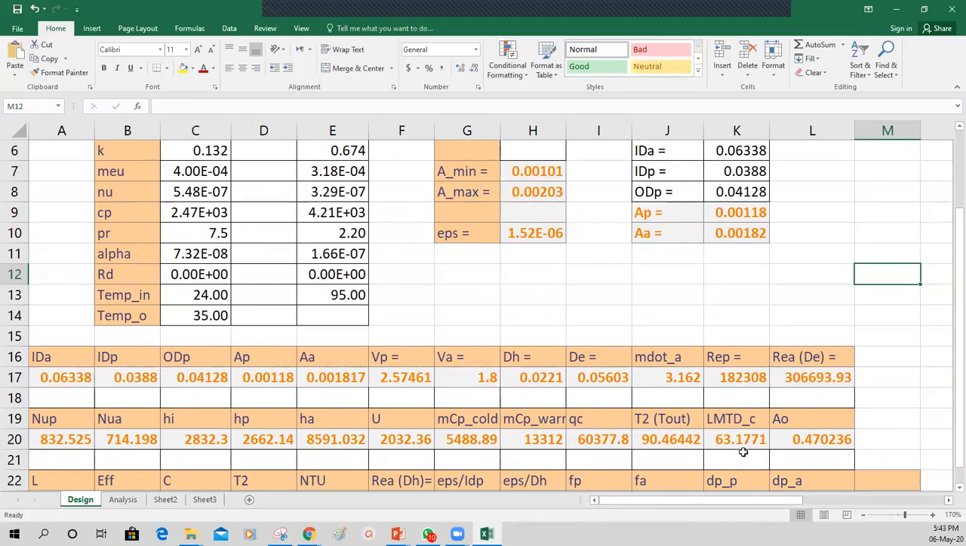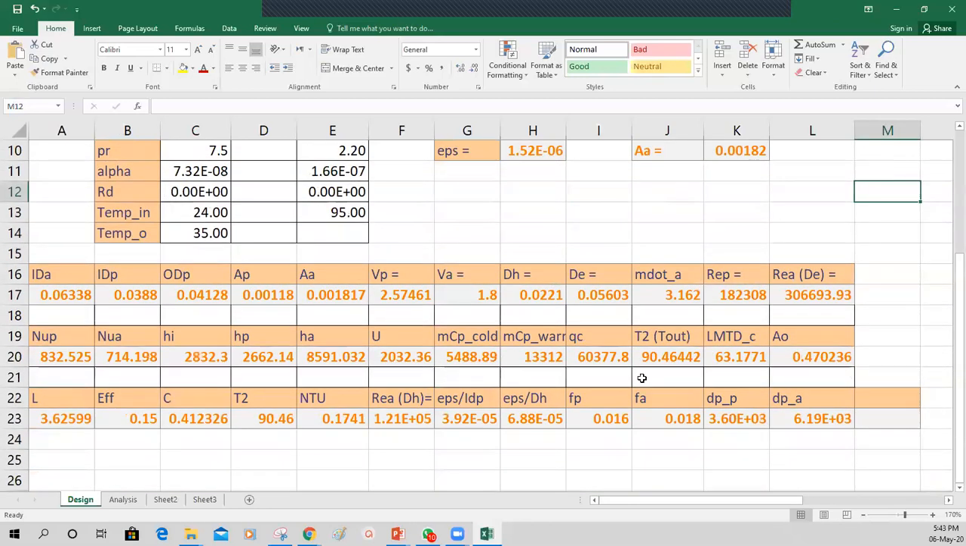Log mean temperature difference, you can calculate it for parallel flow or for counterflow. We calculated for counterflow. The formula is given in your book, so you can use that formula for the log mean temperature difference. It was equation 8.10, on page number 407.